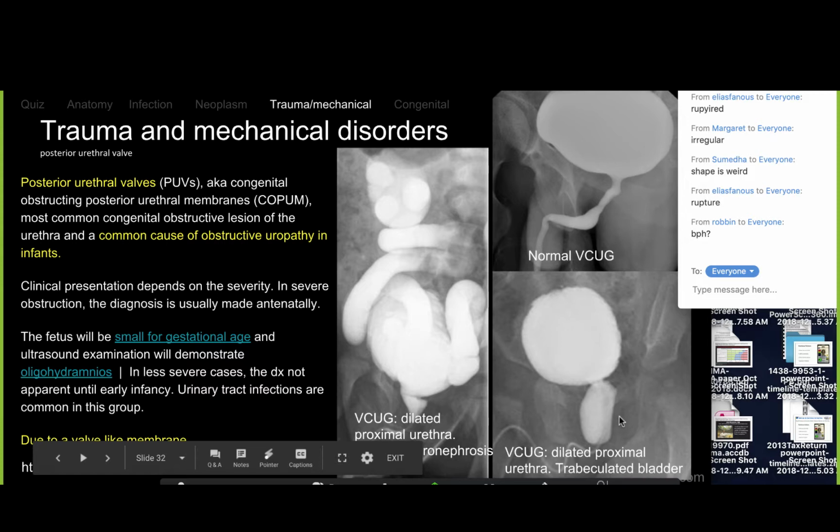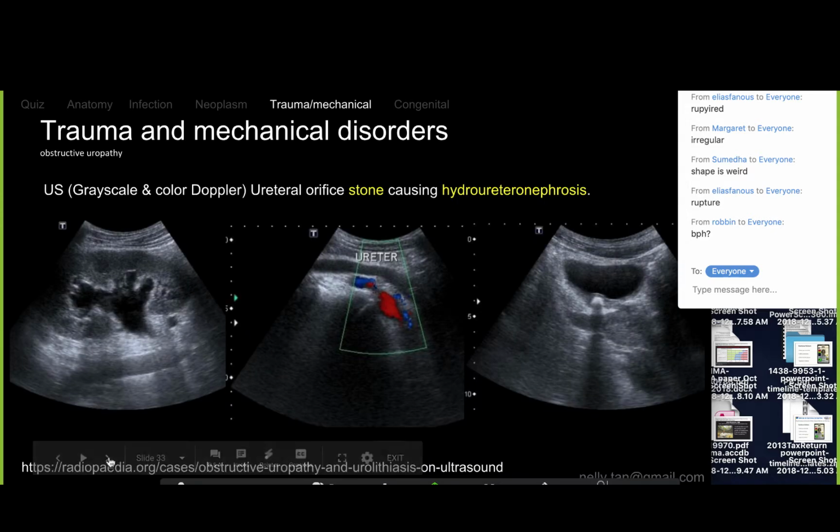The treatment itself is very simple. They take a cystoscope, a urethroscope, and then they just ablate the membrane so that you have a normal channel and normal flow. So it's more recognizing it rather than the actual treatment; the treatment is pretty simple.